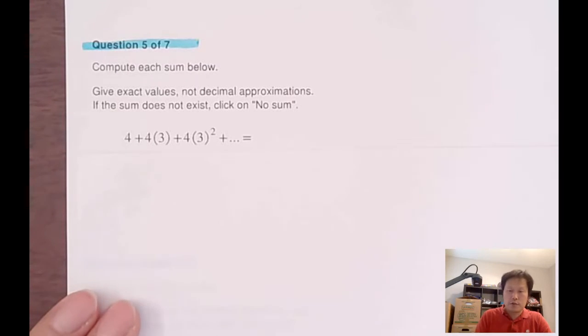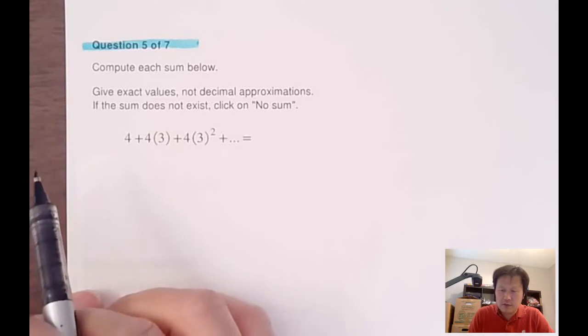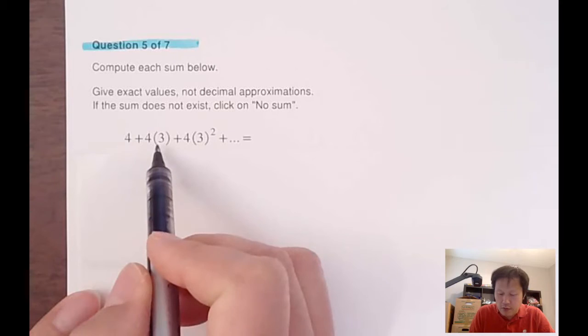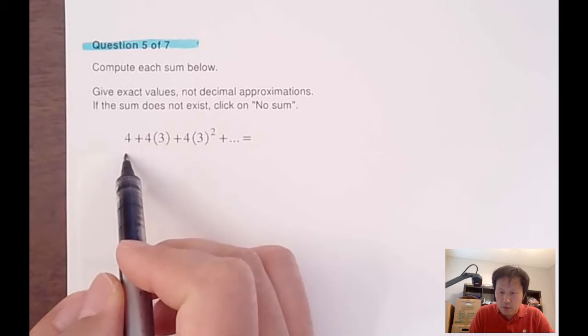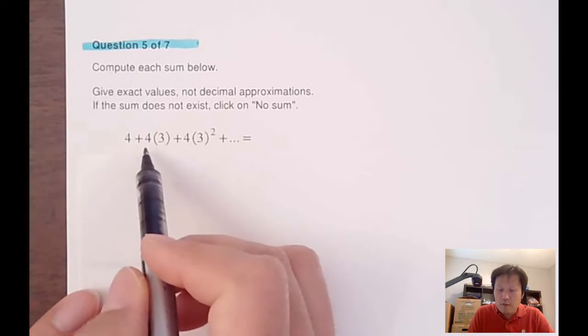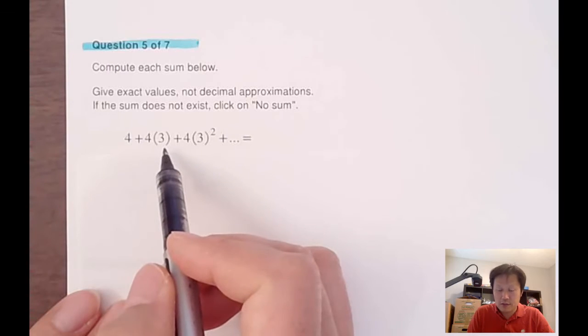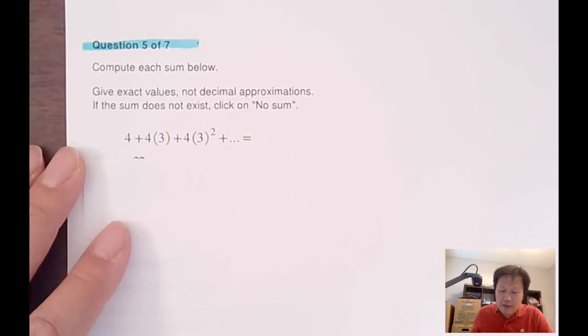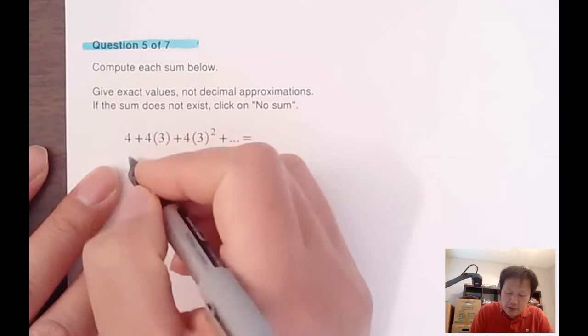First question. Is this an arithmetic sequence or a geometric sequence? So what happened from the first term to the second term? The first term is 4. The second term is what? 4 times 3. So what happened from here to here? They multiply by 3.